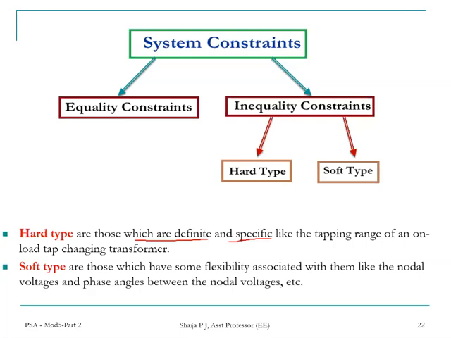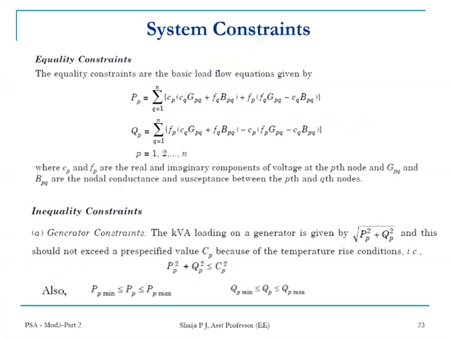For example, tap changing of a non-load tap changing transformer. And what is soft type? Soft type are those which have some flexibility associated with them, like the node voltage, node angle, bus voltage or bus angle at a particular bus will have some range possible, say 1.0 to 1.05, like that. Within those limits, it is possible. Voltage and frequency all have some limits possible. So similar is the case with that.